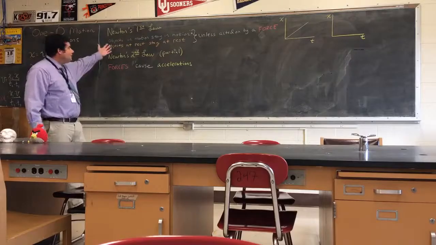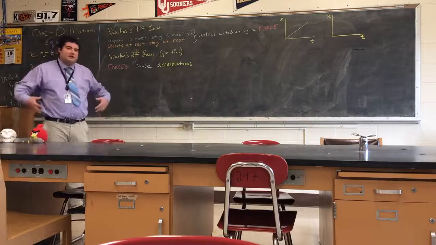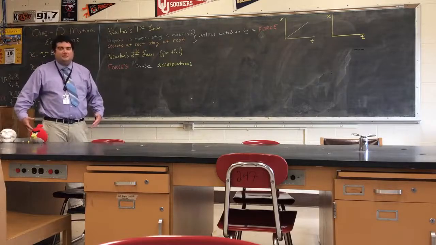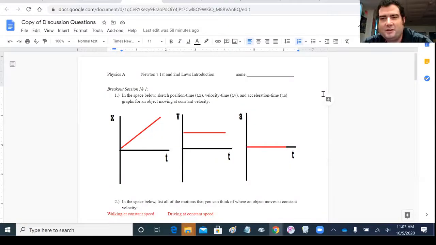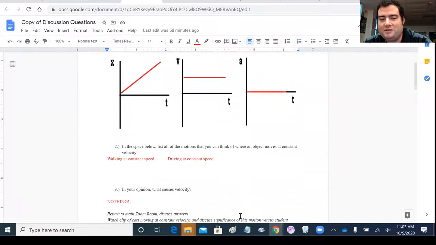So Newton's first law: objects in motion stay in motion unless acted on by a force. Objects at rest stay at rest unless acted on by a force. So what is the cause of constant velocity motion? It's not a force. In fact, a force would be the only thing that could disrupt constant velocity motion. Constant velocity motion seems to just happen. It happens naturally.